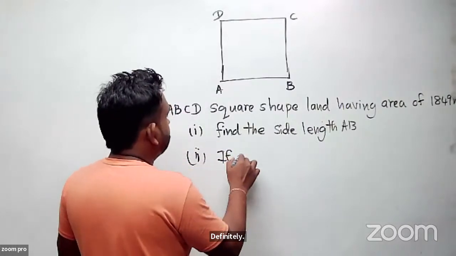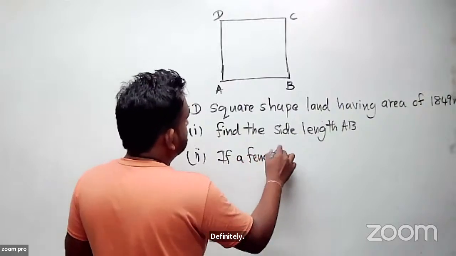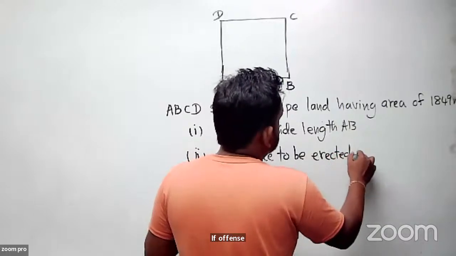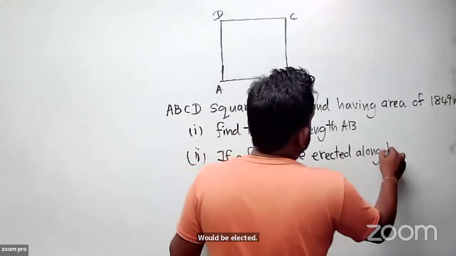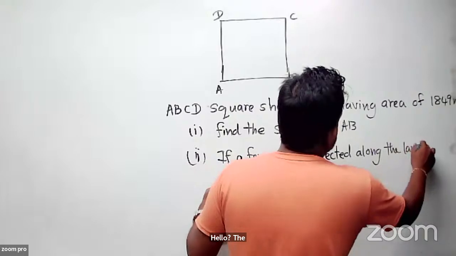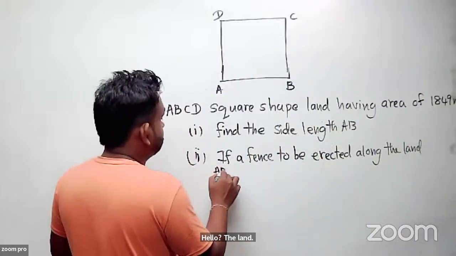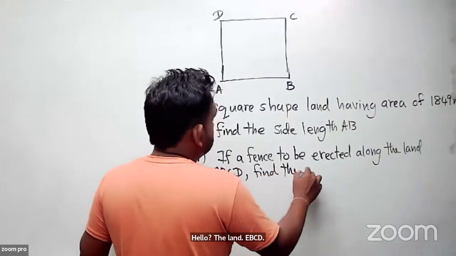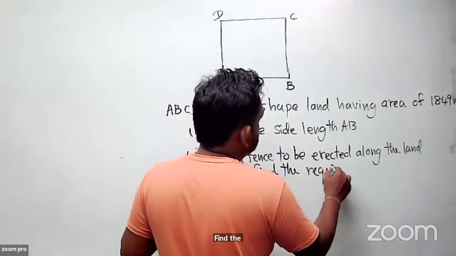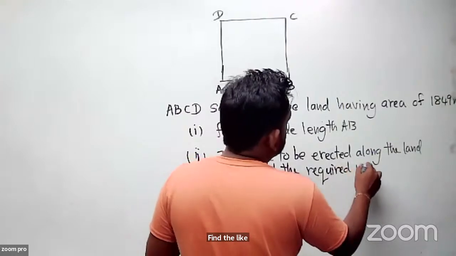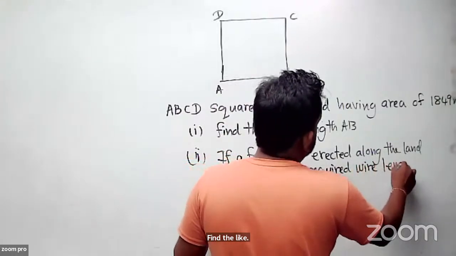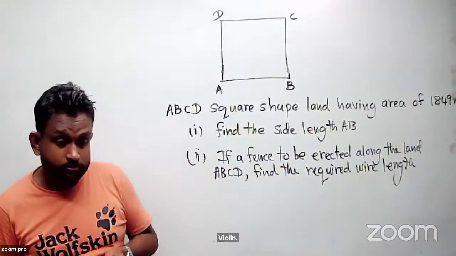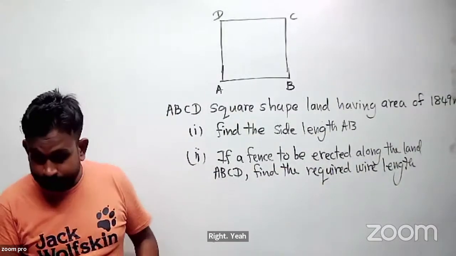Part 2, if a fence is to be erected along the land ABCD, find the required wire length. Right. Clear? Well, proceed.